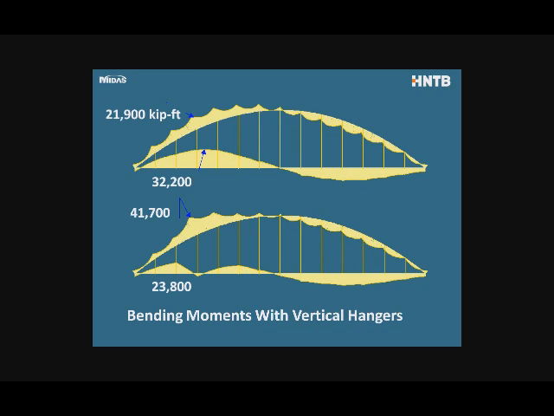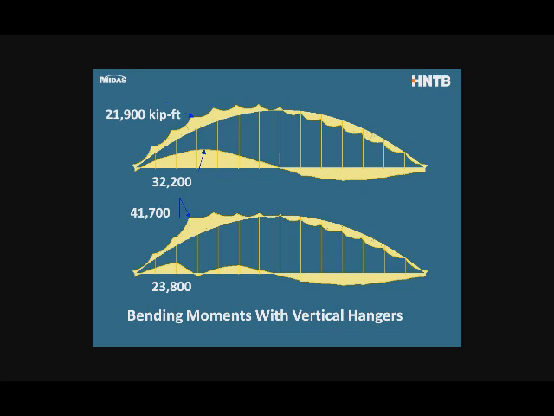In the next slide, I look at the bending moments. And we'll start out with the bending moments in the system with the vertical hangers, the conventional tied arch. You can see this is again under the partial live load range, and you can see in the upper picture, if you remember these bending moments, 22,000 kip-feet, 32,000 kip-feet in the tie girder.